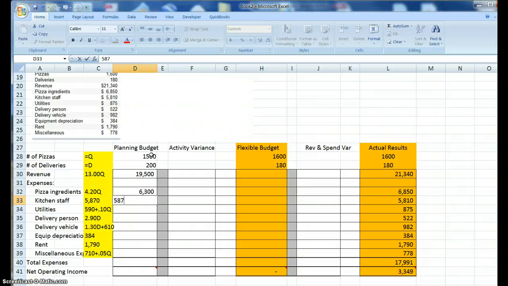Kitchen staff was given to me at a fixed cost. Fixed doesn't vary with the quantity over a relevant range of activity. It stays the same in total.